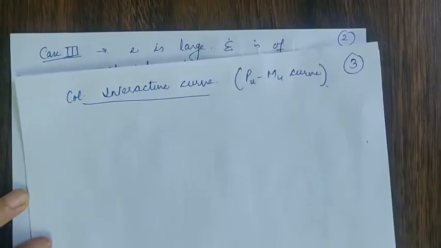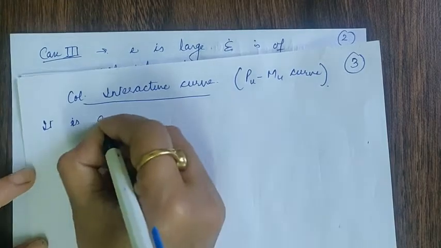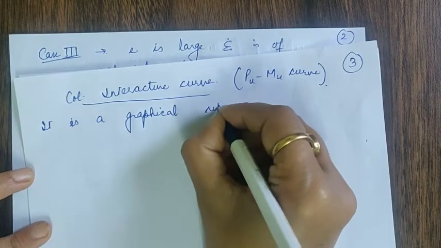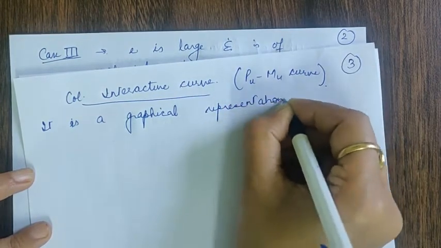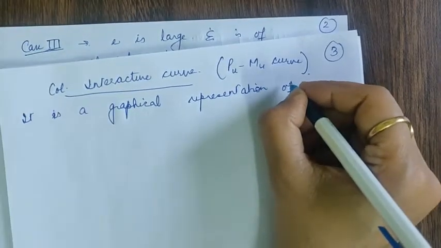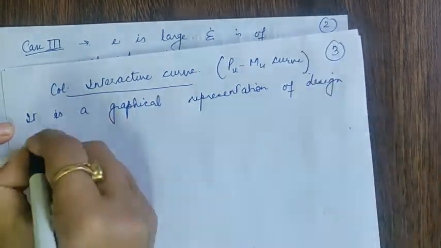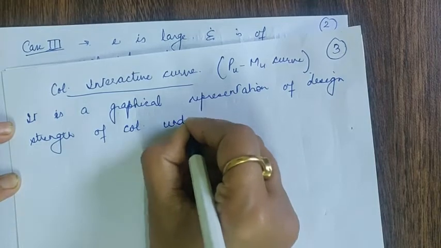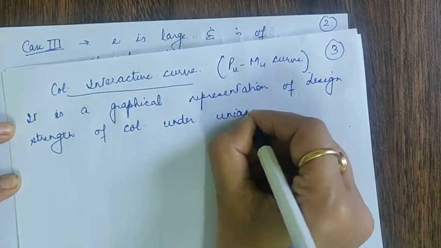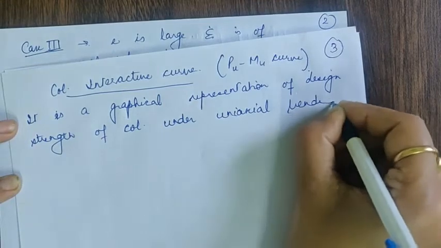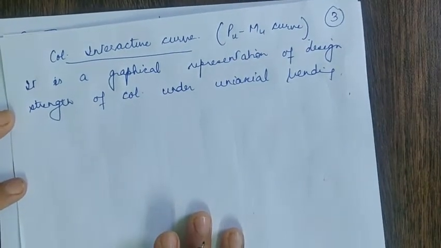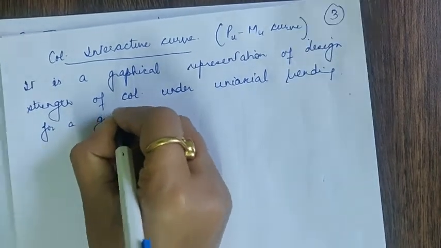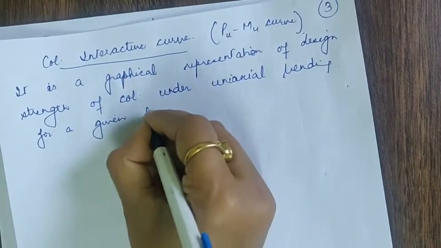So what is its definition? It is a graphical representation of design strength of a column under uniaxial bending for a given geometry, for given proportions.